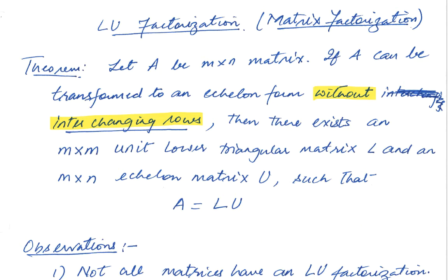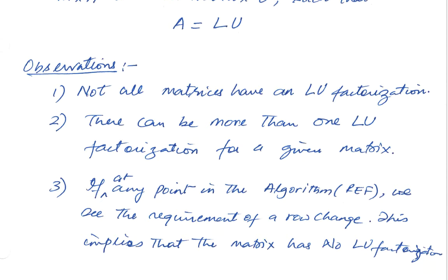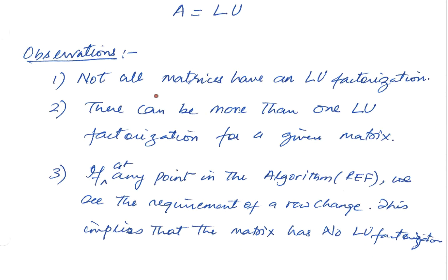Okay, some observations. Not all matrices will have an LU factorization, and we can have more than one LU factorization for a given matrix. And if at any point in the algorithm we see the requirement of a row change, this is an indication that this matrix has no LU factorization. Let's do some examples.